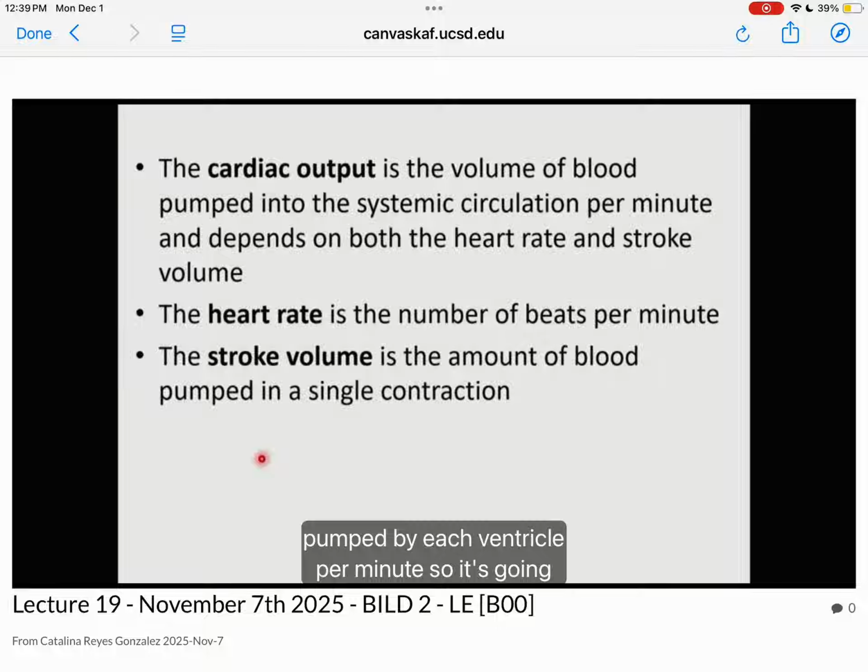Okay? So it's going to depend on the heart rate and the stroke volume. So how fast the heart is contracting, that's beats per minute. So for example, 60 beats per minute, multiplied by the stroke volume. The stroke volume is the volume of blood ejected by each ventricle in one cardiac cycle. So normally each ventricle pumps 5,000 milliliters of blood per minute, or 5 liters of blood per minute, each ventricle.